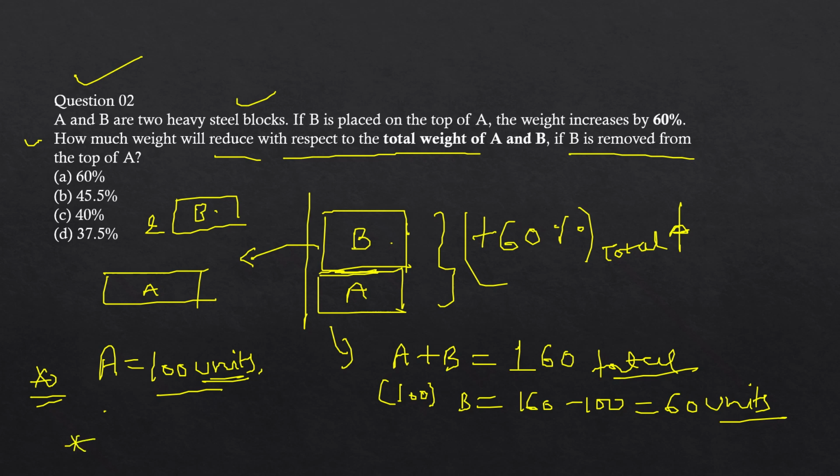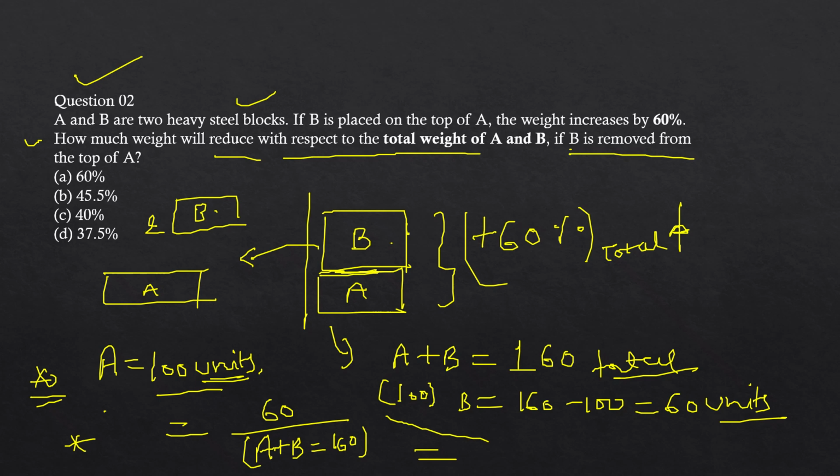Now next, as per the question, how much weight will reduce if B is removed from the top? So B's weight is 60, and with respect to total weight, A plus B, which is equal to 160.